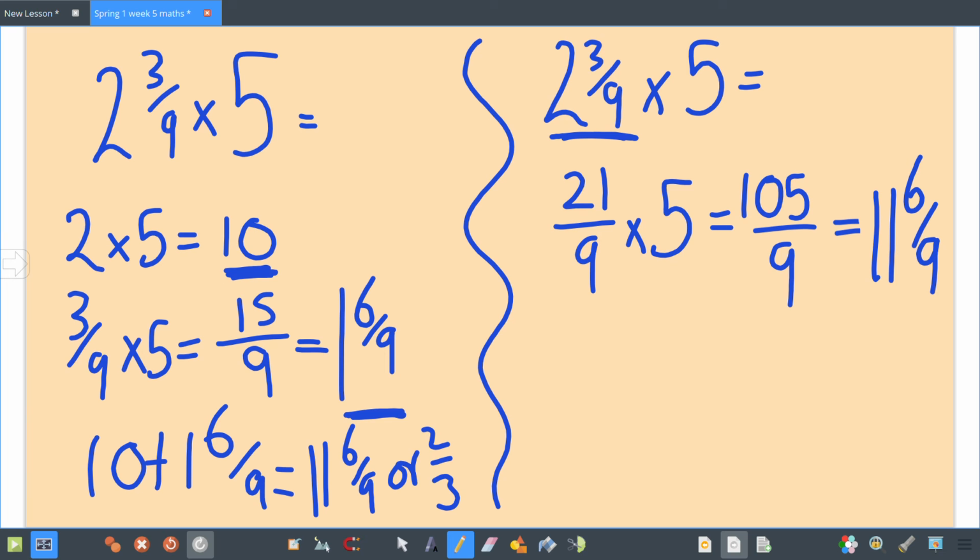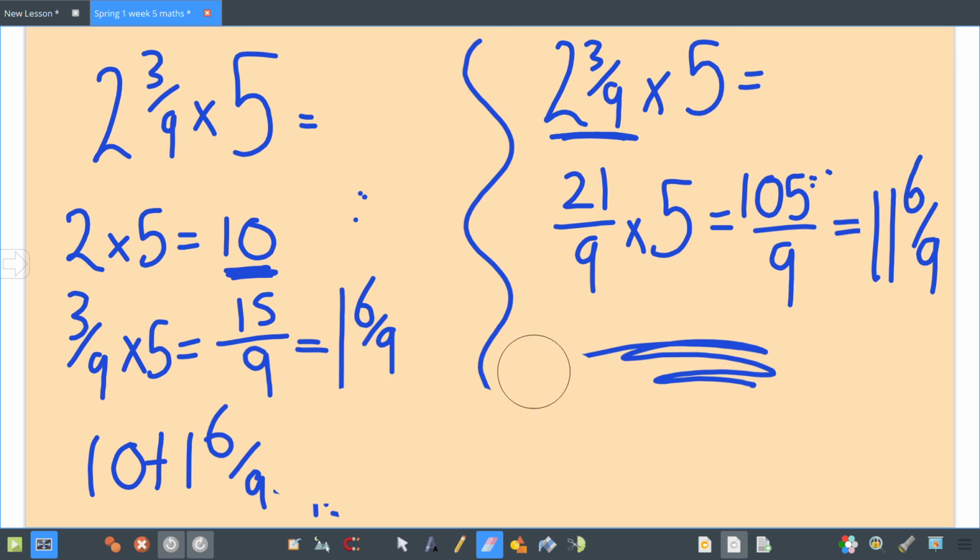So again, you're still getting the same answer, but it's different ways. This second way is harder in the sense that your numbers are going to be bigger. Okay, so if you're confident with your number facts, this way might be quicker for you. Whereas if you prefer your numbers to be smaller, trying the one on the left will probably be better for you. Okay, let's do that one more time.